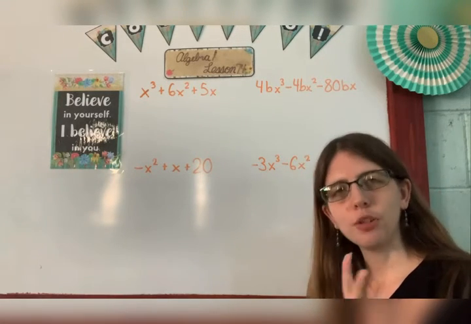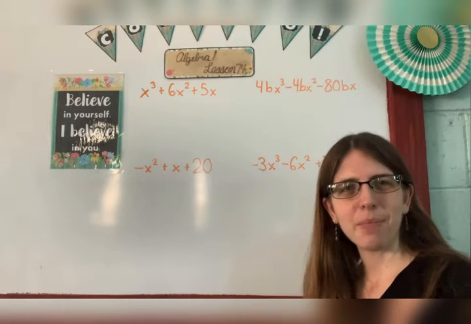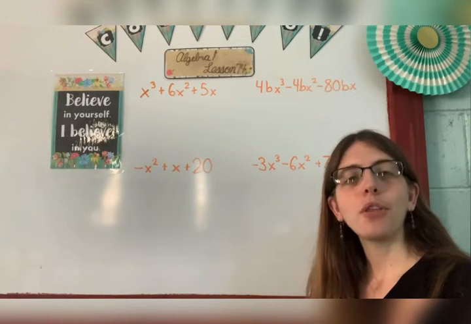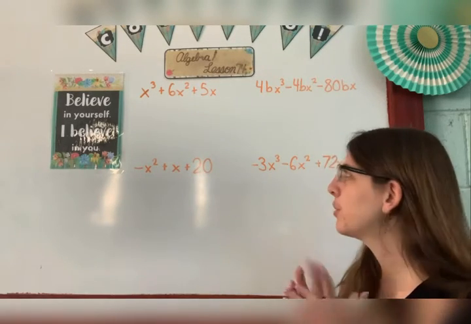This lesson has two parts to it. The first part is trinomials with common factors, and the second part is subscripted variables. Both are actually really easy. So the first part is trinomials with common factors.